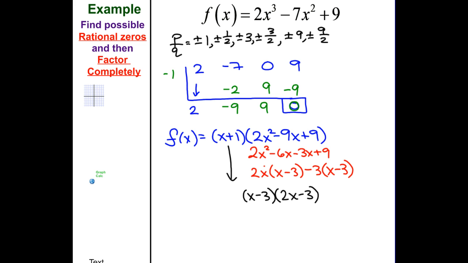Now I'm going to bring down that x plus 1, and that's going to equal f of x. That's our fully factored version. And again, we could go find our zeros in this part here. So we would get x equals negative 1, 3, or positive 3 halves. Again, look up in our possible rational zeros, and they all are there, which means we did that right.